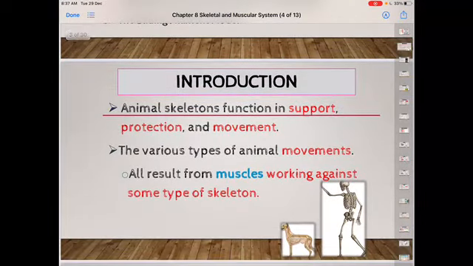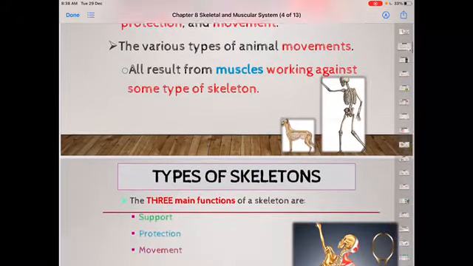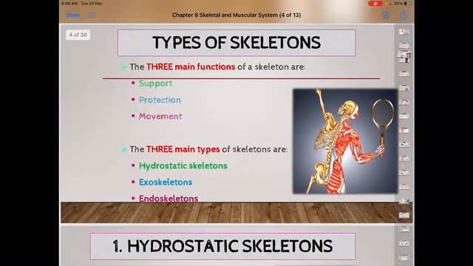For the introduction, there are three main functions of a skeleton, which are support, protection, and movement. So the various forms of behavior in animals like swimming, running, hopping, crawling, and flying all result from muscle working against some type of skeleton. There are three types of skeleton: hydrostatic skeleton, the exoskeleton, and endoskeleton.